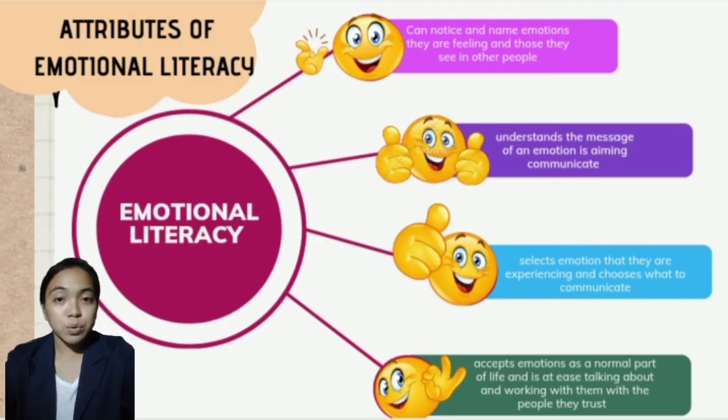The next attribute of emotional literacy is to select the emotions they are experiencing and choose what to communicate. It is being aware of how you feel and choosing the right emotions in communicating with others. The last one is to accept emotions as a normal part of life, as is talking about and working with them with the people they trust. This means knowing that emotions are a normal part of life and being able to manage and deal with them together with others.